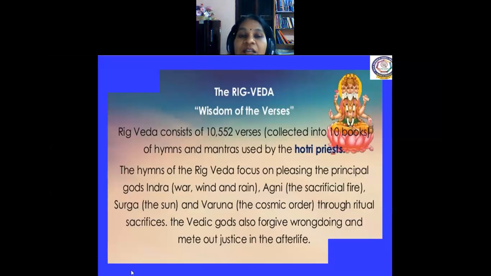The hymns of the Rig Veda focus on pleasing the principal gods. Indra is a god of rain, war, wind and rain. Agni, the sacrificial fire, god of fire. Surya, the god of sun. Varuna, cosmic order. Through ritual sacrifices, the Vedic gods also forgive wrongdoing and mete out justice in the afterlife, after our life.